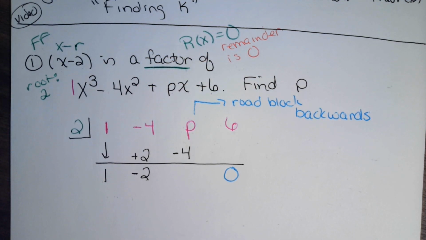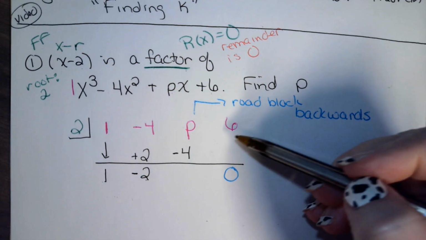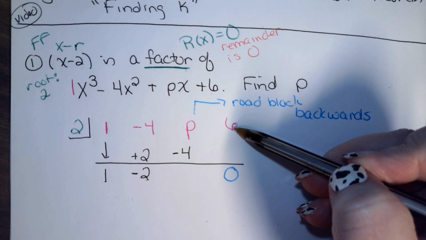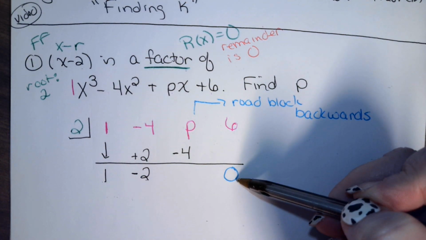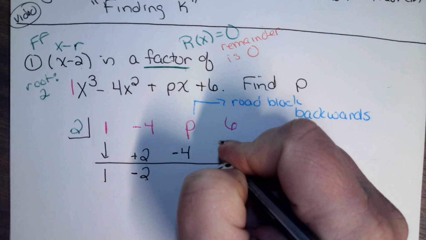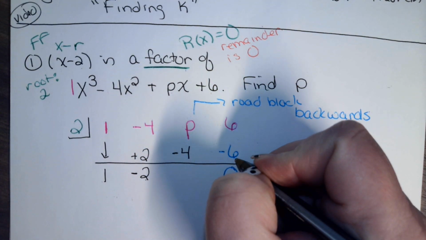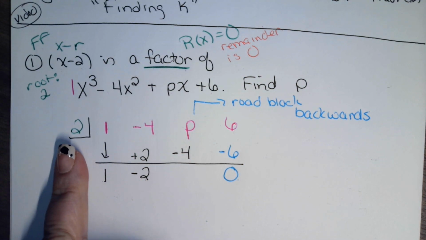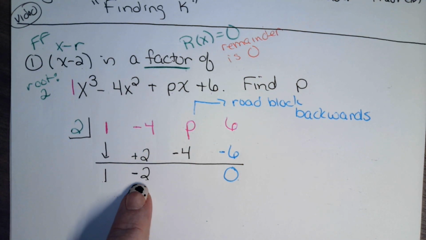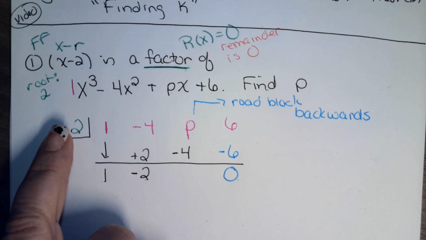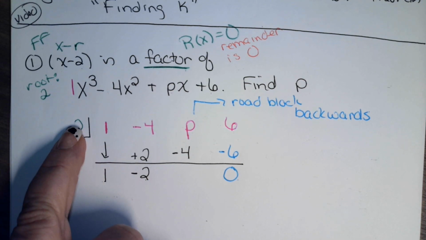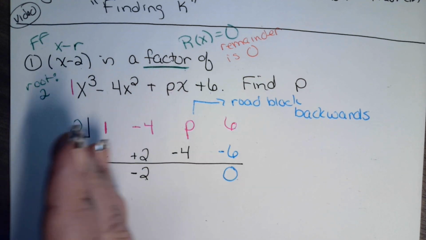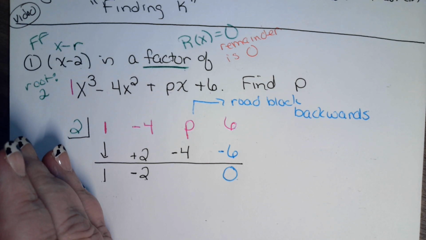So working backwards. Okay. What can we combine with a positive 6 to get a 0? A negative 6, because 6 minus 6 is 0. Now, when we were working forward, we had to multiply down here, anything down here by the root. Okay, well, since we're working backwards, instead of multiplying, we're actually going to divide.